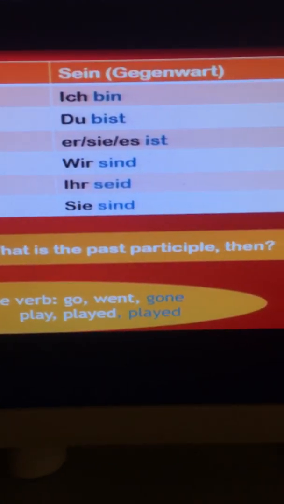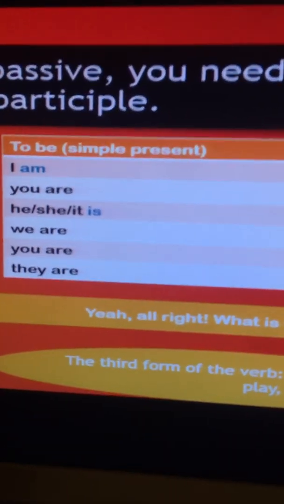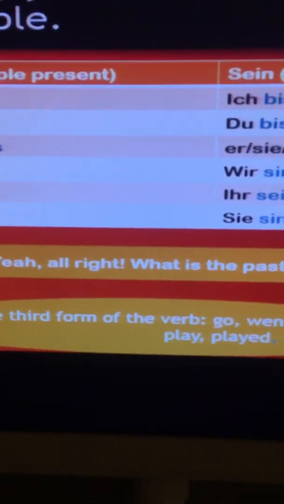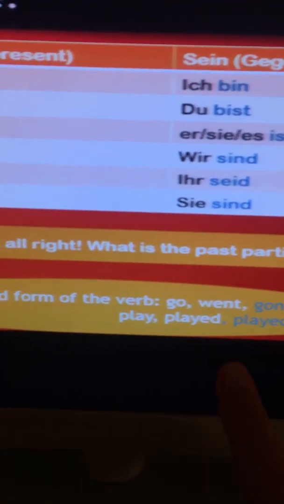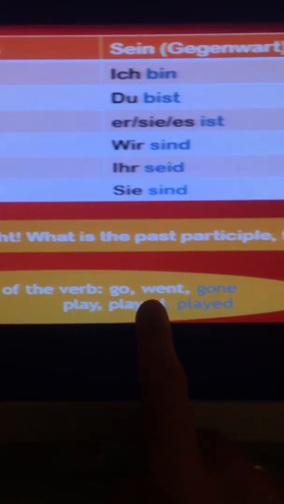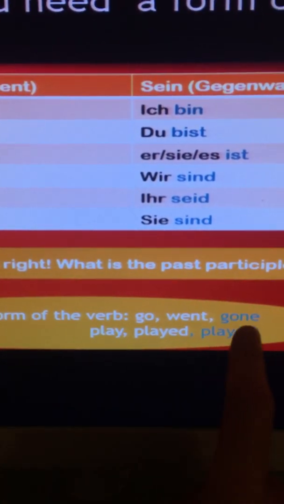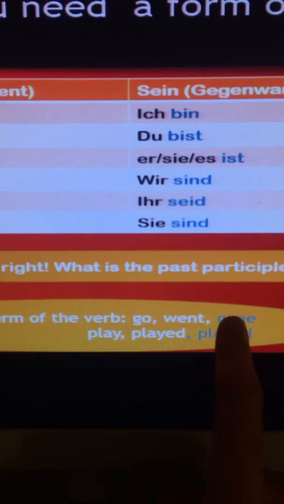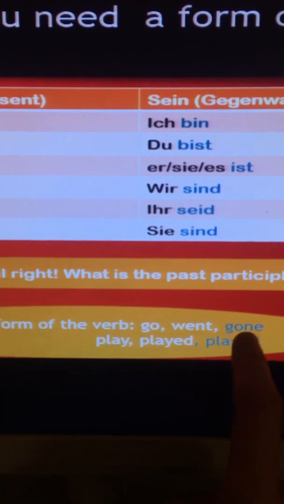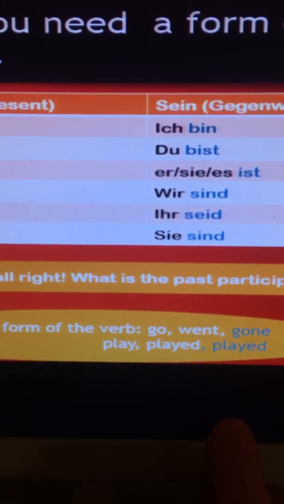So now you might say, yeah, but what is the past participle then? Okay, let's look at this one. The third form of the verb. So look at this example here. Go, went, gone. Yeah, that one is the past participle. Yeah, the third form. Okay.